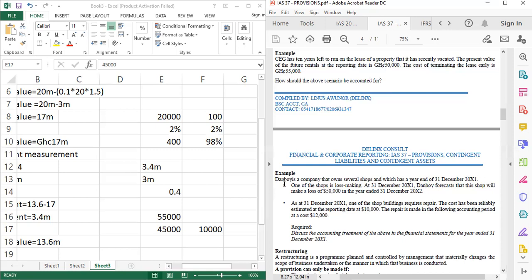The repair is made in the following accounting period at a cost of 120,000. Discuss the accounting treatment of the above in the financial statements of the company for that particular year.